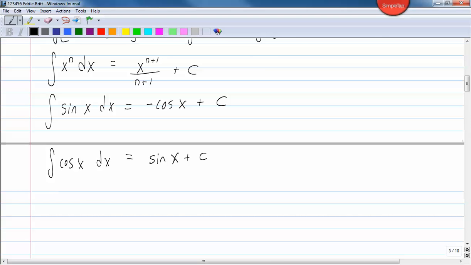for example, we know that the derivative of tangent is equal to what? Secant squared. So what that means is the integral of secant squared x must be equal to tangent x plus c.